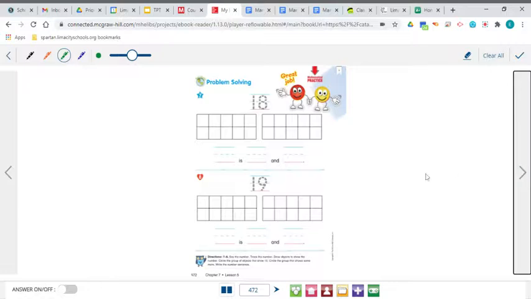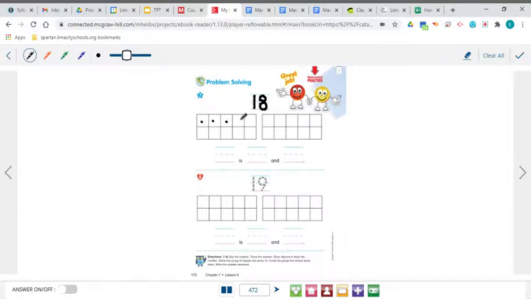All right, now they're asking you to create some 10 frames here. So in the first one, we're going to be making 18. So go ahead and trace your 18. And go ahead and fill in one 10 frame the whole way. So make sure all the squares in your 10 frame are filled in.